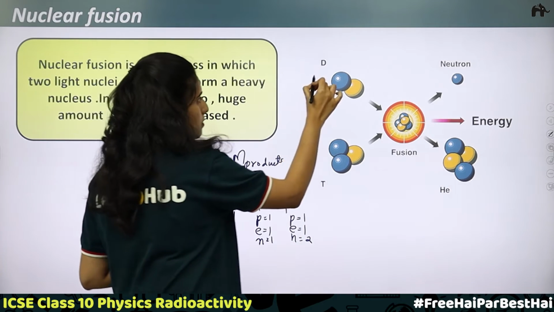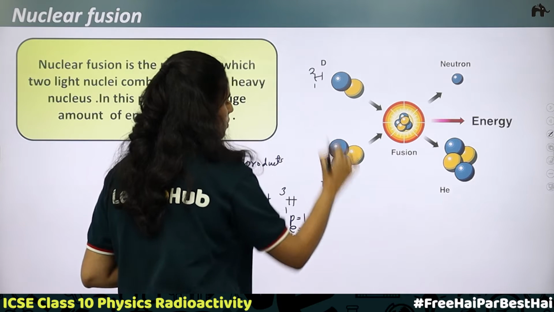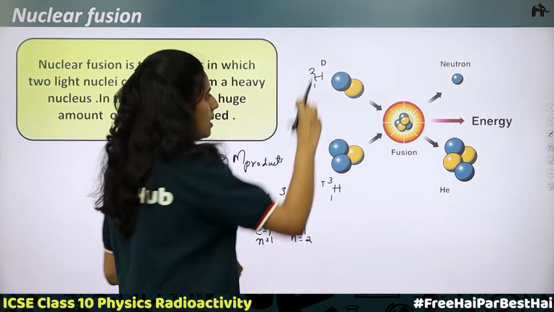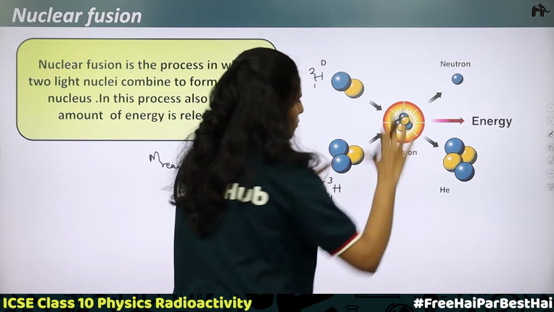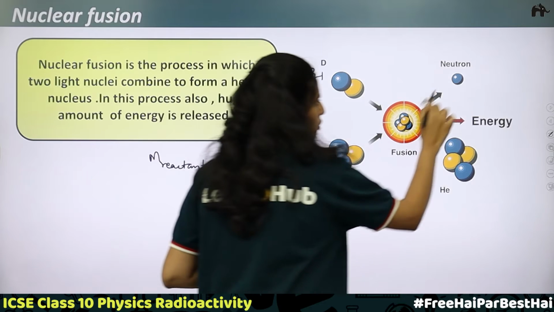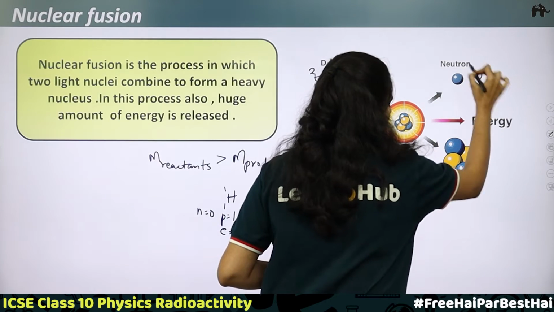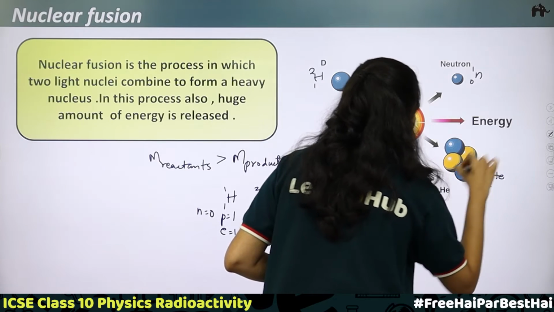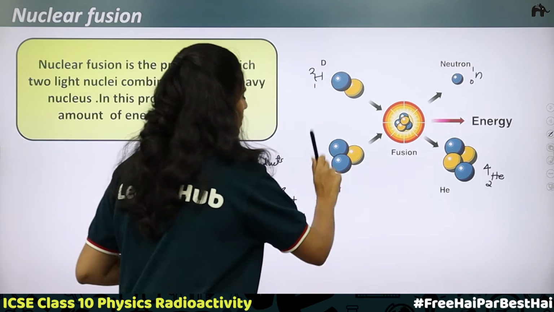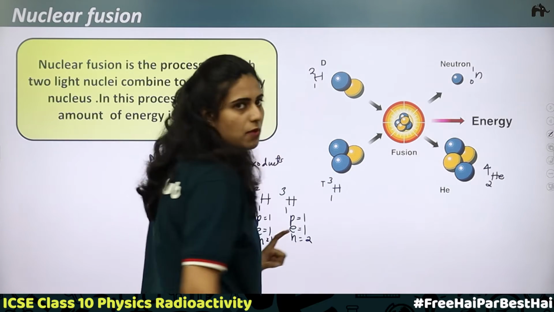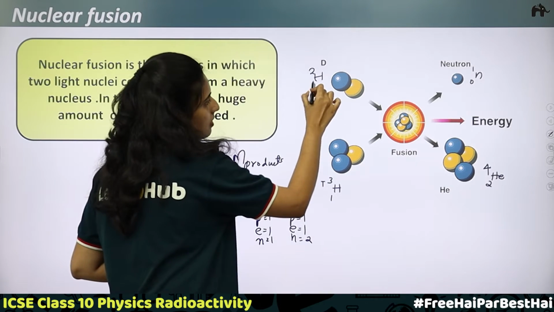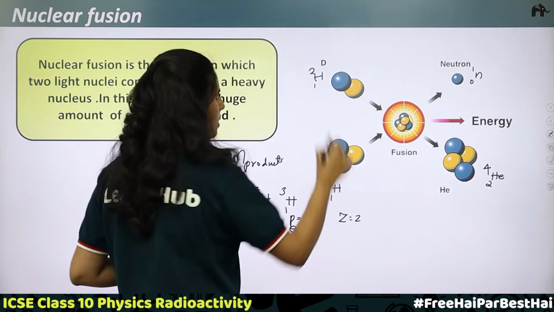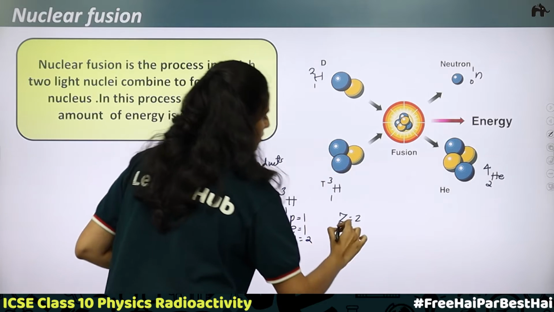Here, deuterium is H12, tritium is H13. Okay, these two lighter nuclei are combining, they are undergoing fusion, forming a neutron, n01, and helium, He24. Okay, so now find the atomic and mass number. Atomic number 1 plus 1, Z is equal to 2. Total mass number 2 plus 3, 5.